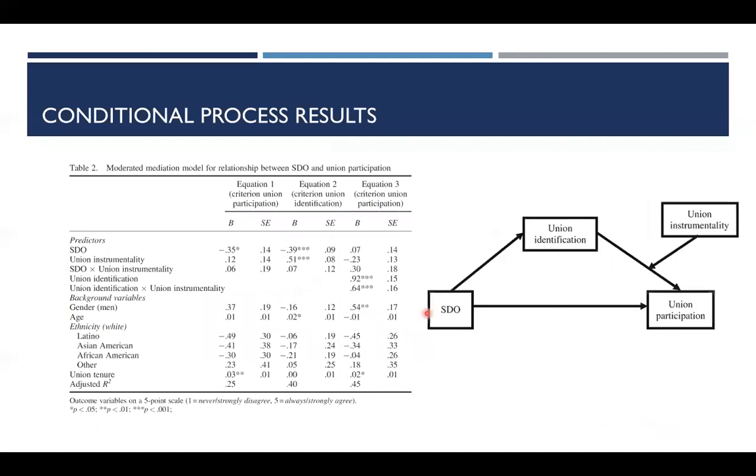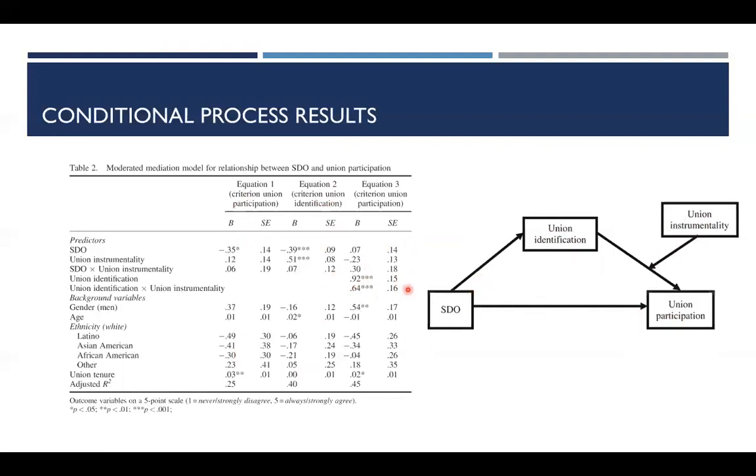Okay, so here's their table. So what you can see then here is they're looking at SDO predicting union identification. That's this equation right here. SDO predicting union participation right here. And then SDO predicting union participation with union identification is right here. And you can see that because it adds union identification as a variable. And then we've got our moderation right here.